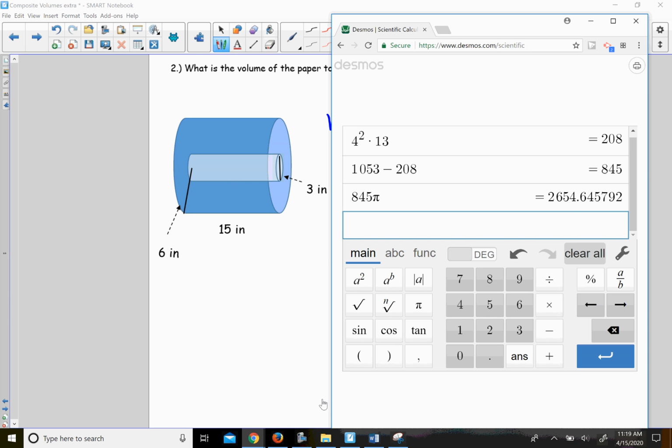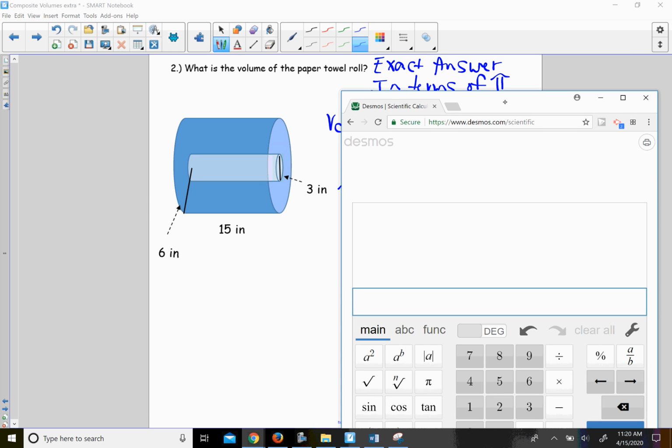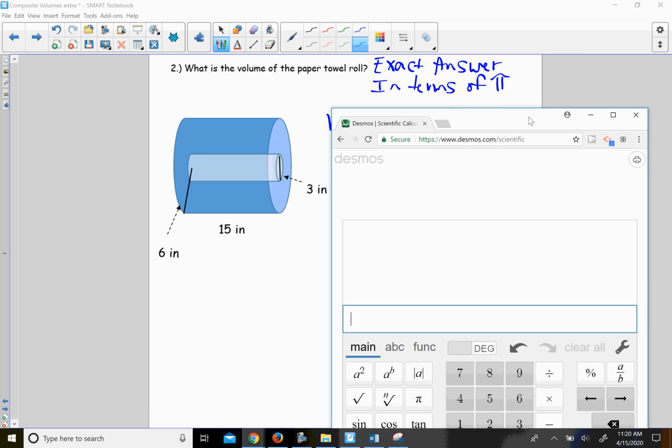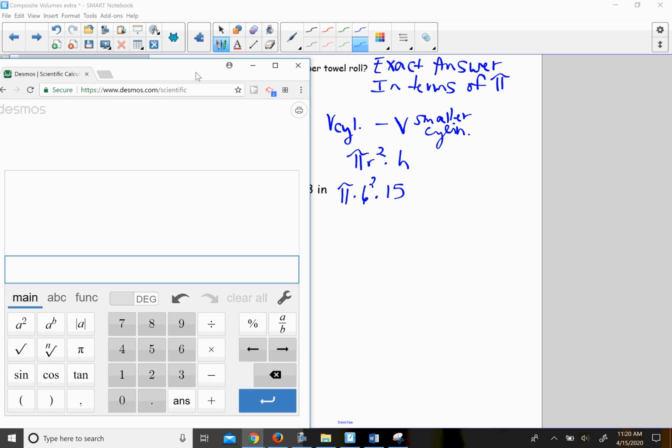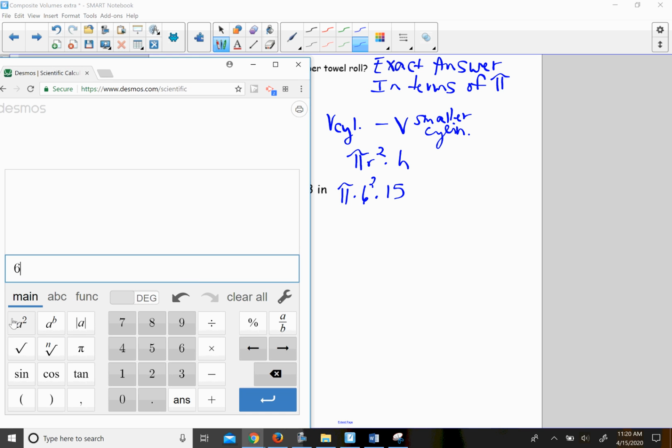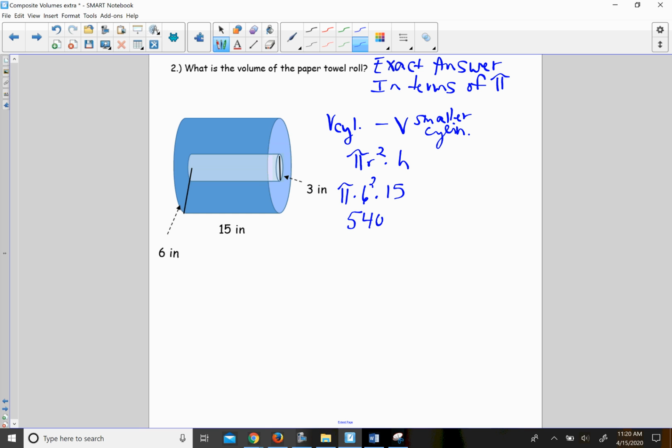So this time, what did we say here? Move this just a little more. So we'll say 6 squared. Multiply that by 15, and I will get 540 pi is the volume of the larger cylinder in terms of pi. Now the smaller cylinder, I'm going to take pi times the radius squared, but if you look, this is a diameter this time. It's going all the way across the circle from one side to the other through the center. So this time I have to find the radius. The radius is going to be 3 divided by 2.